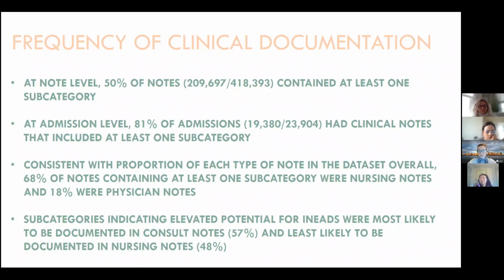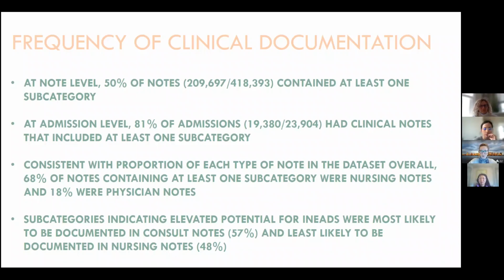And remember, 70% overall were nursing notes, and 18% were physician notes. So this pretty much aligns well with the overall documentation. And the subcategories that indicated elevated potential for INEADS were most likely to be documented in consult notes and least likely to be documented in nursing notes.